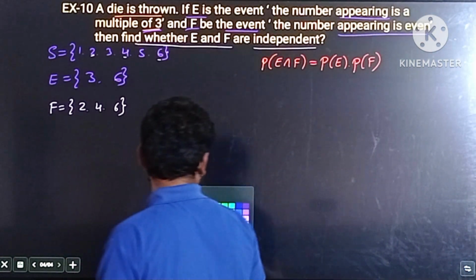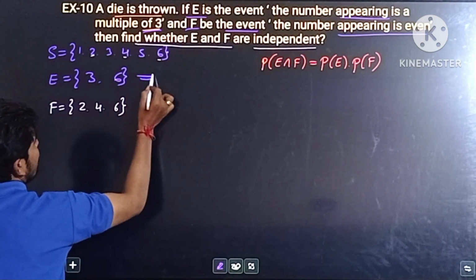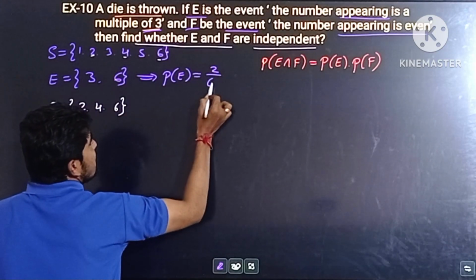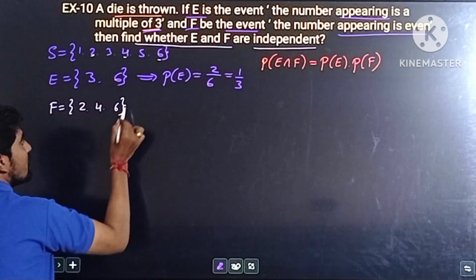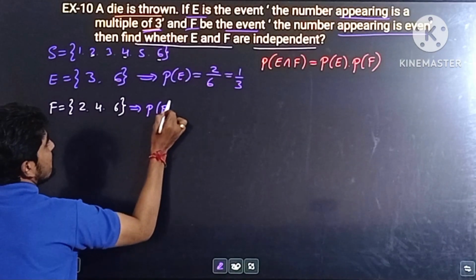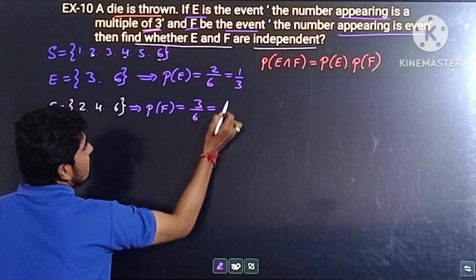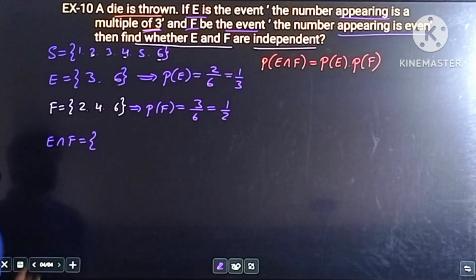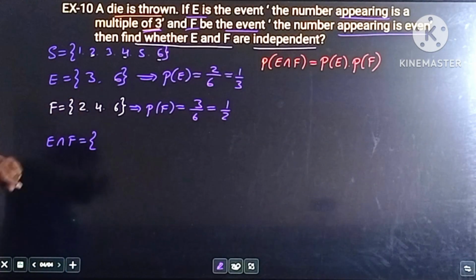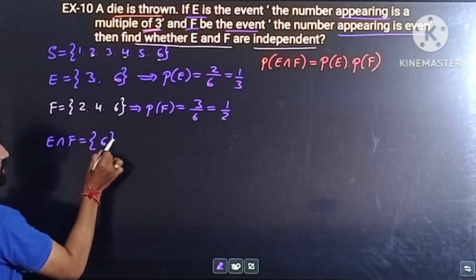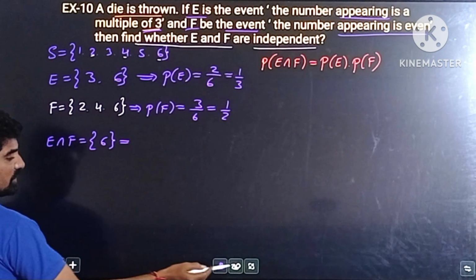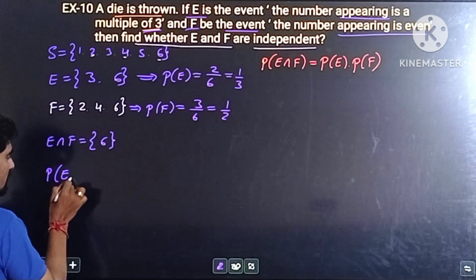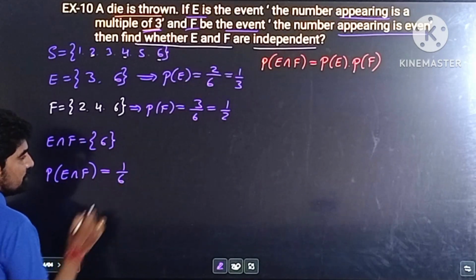So first we need to identify the probability of E. Directly here we can write probability of the event E is equal to 2 divided by 6, which is equal to 1 by 3. Similarly, probability of the event F is equal to 3 by 6, which is equal to 1 by 2. And we need E intersection F. E intersection F means common elements in E and F. There is only one common element in E and F, that is 6. Therefore, probability of E intersection F is equal to 1 divided by 6.